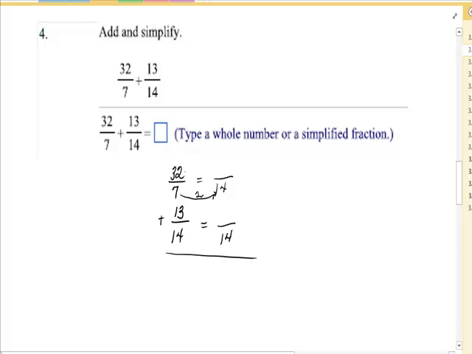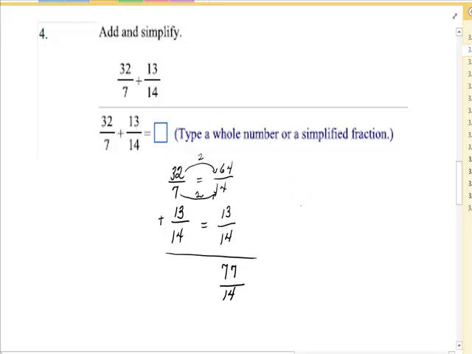The answer is 2. So do the same thing to the top. 2 times 32 is 64. No change here, so no change here. The least common denominator is 14, so you keep it. You're going to add 64 and 13. 4 and 3 is 7. 6 and 1 is 7, so I have 77 over 14.